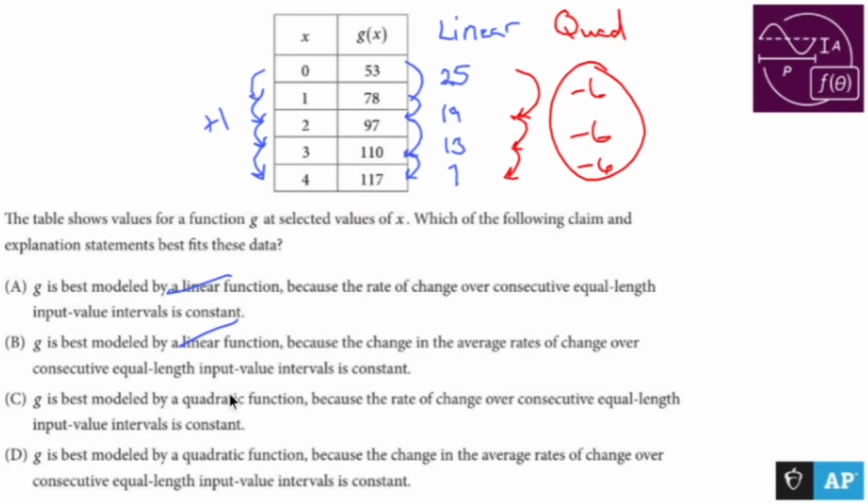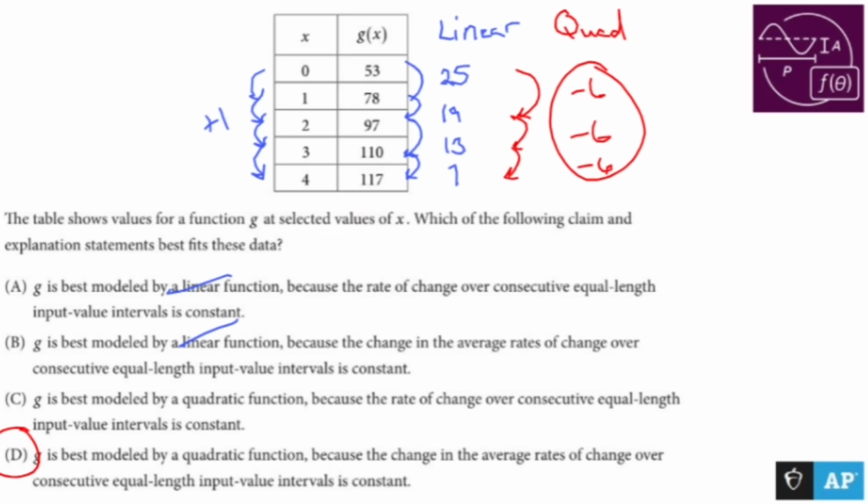Yippee. But why? Because the rate of change over consecutive equal length input values is constant, or because the change in the average rates of change over the consecutive equal length input intervals is constant? That's my guy. Now, I know the wording is very confusing. It is. And when I look at a problem like this, I have to get beyond the wording.